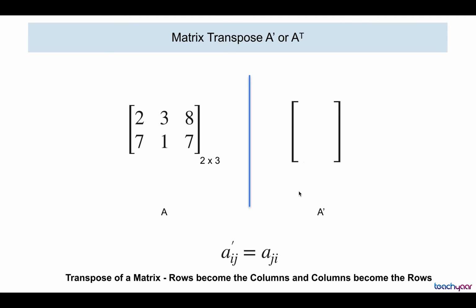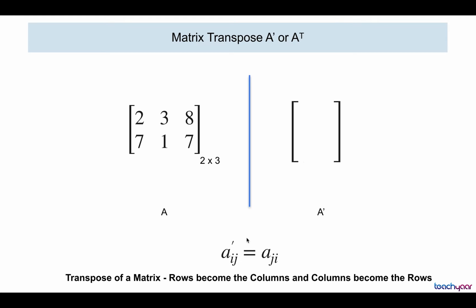What a transpose of a matrix is: when you transpose a matrix, the rows of the transpose are the columns of the original matrix, and the columns of the transpose are the rows of the original matrix. Now that will become a little more clear as we compute the transpose of A.